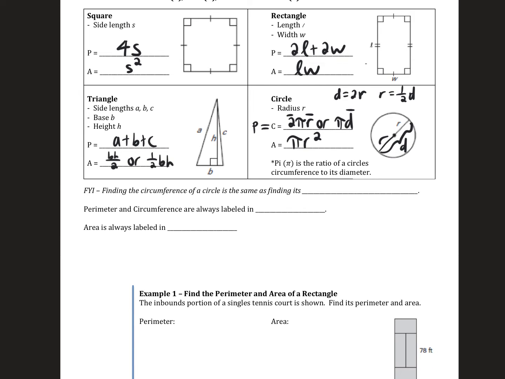Like we said before, finding the circumference of a circle is the same as finding its perimeter. Perimeter and circumference are always labeled in units. And area is going to be units squared. So if you're thinking about the formula for area of a circle, area of a circle is pi r squared. If you think squared units, you're going to remember that it's going to be pi r squared.